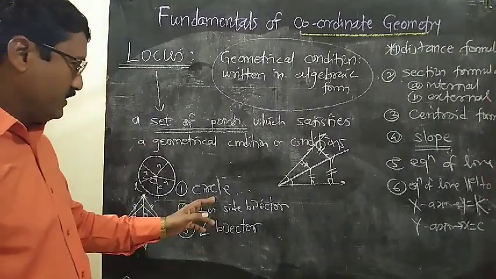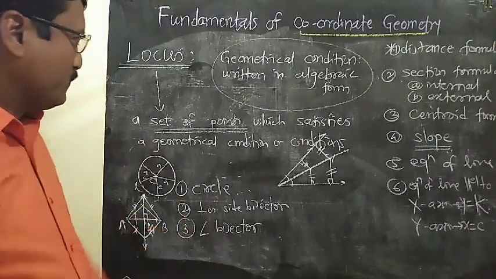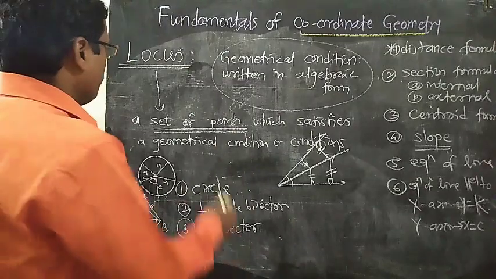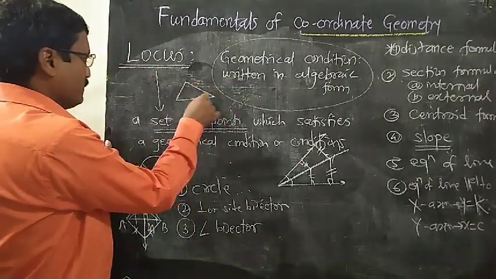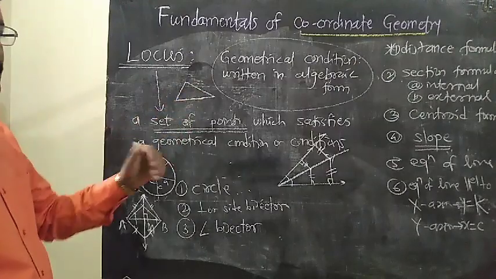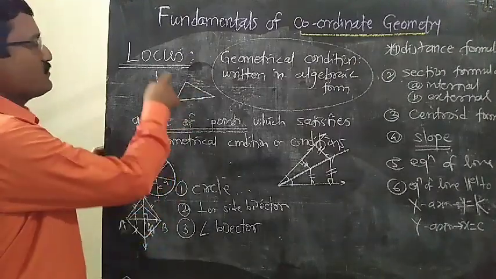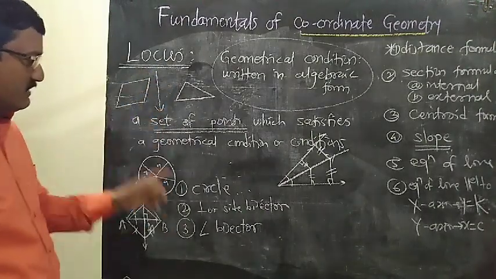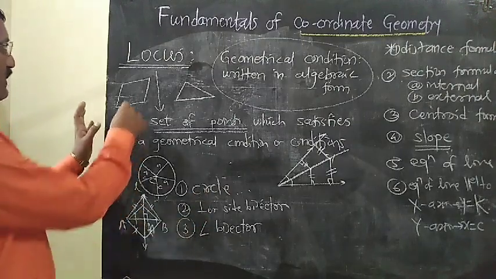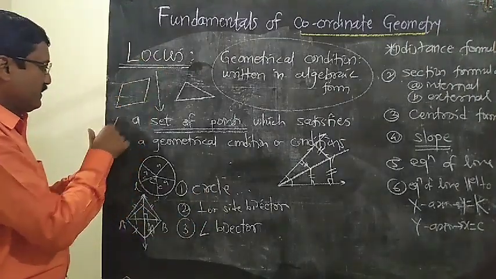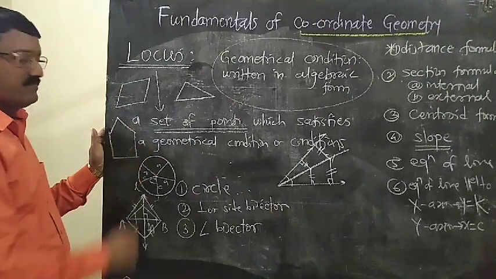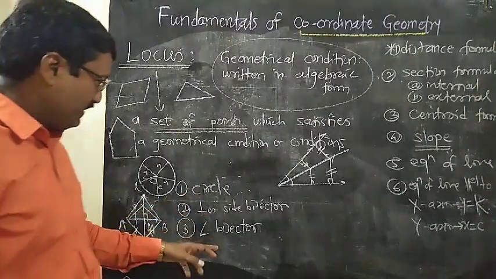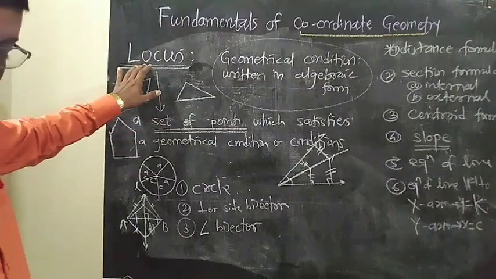So these are three examples that you know better, which are called locus, because these three figures satisfy a certain geometrical condition. But if you observe a triangle, it is a geometrical figure, but every point of this triangle does not satisfy any geometrical condition. So triangle is not a locus. A quadrilateral also does not satisfy such a condition, so it is also not a locus. A pentagon is also not a locus. A hexagon is also not a locus. But this circle, perpendicular bisector and angle bisectors are known examples of locus to you.